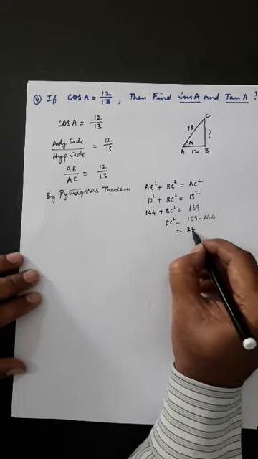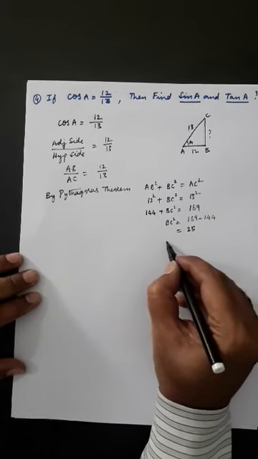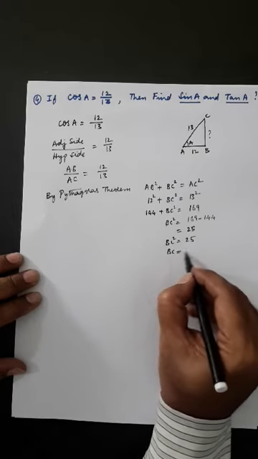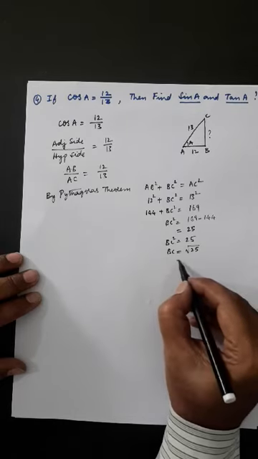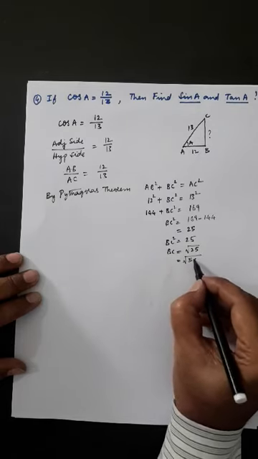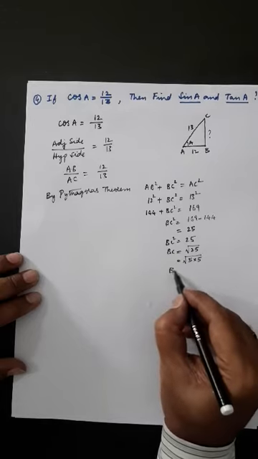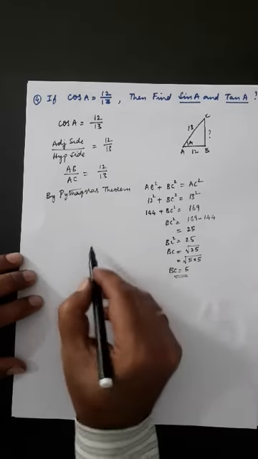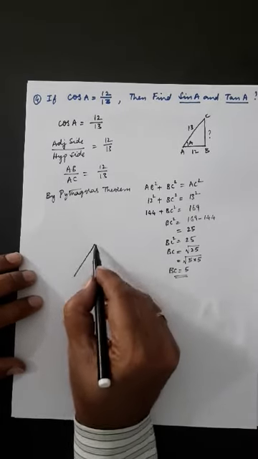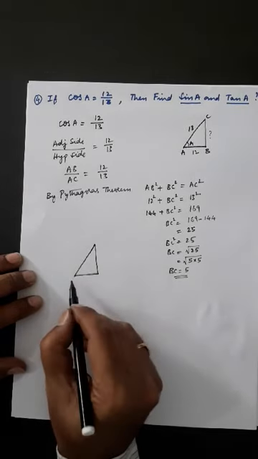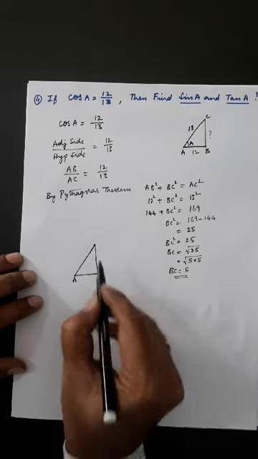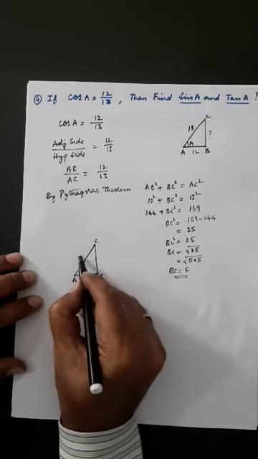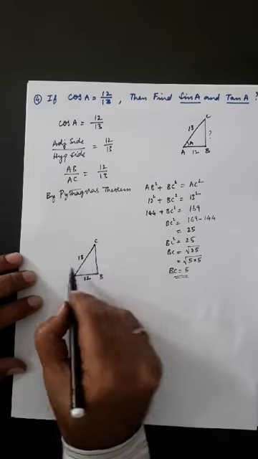25. Okay. So BC square is equal to 25. BC equal to root of 25, which is nothing but 5 into 5. Therefore BC is 5. So again we'll draw the triangle A, B, C. Here AB is already given 12, AC is already given 13, and we got BC as 5.